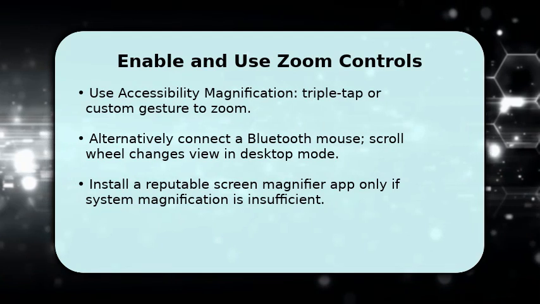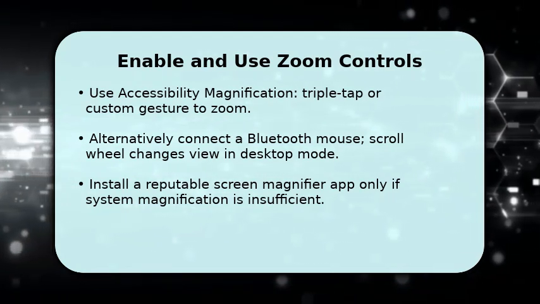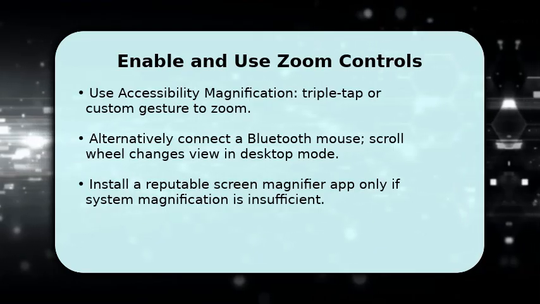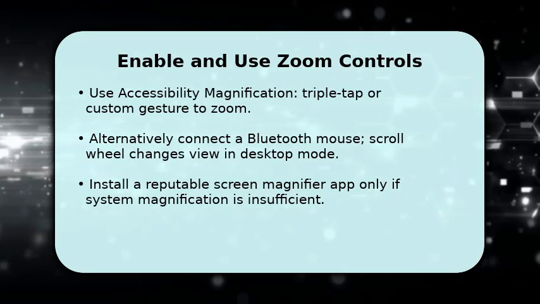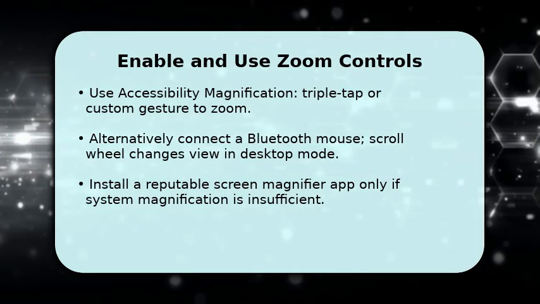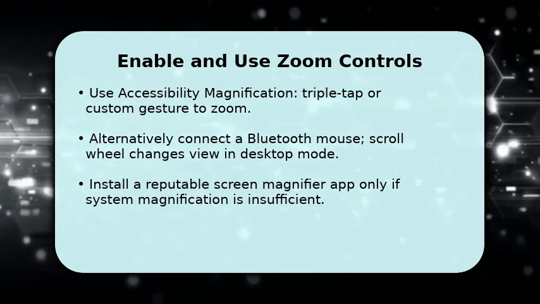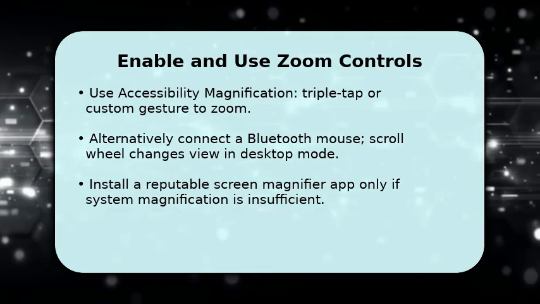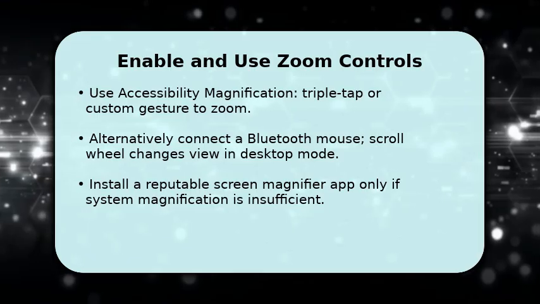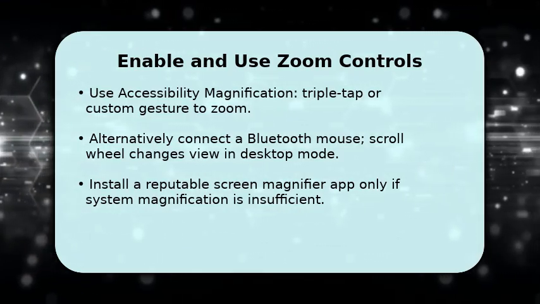Now you enable and practice zoom controls. Use the accessibility magnification gesture, triple tap then drag, to zoom and pan while playing. It's low overhead and works across apps. If you prefer more granular control, pair a Bluetooth mouse. In Chrome desktop mode, the scroll wheel emulates zoom and is smoother. If neither option fits, install a trusted screen magnifier app and grant minimal permissions. Make sure to test responsiveness against movement so your gameplay remains accurate.